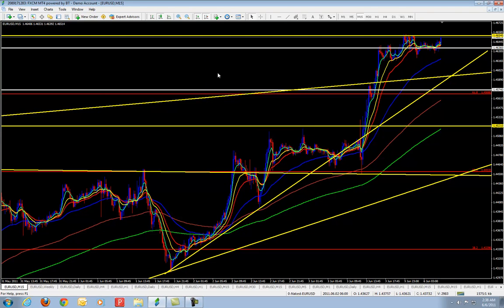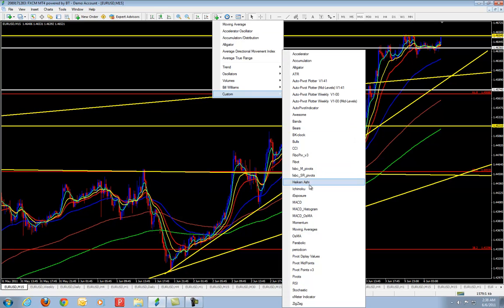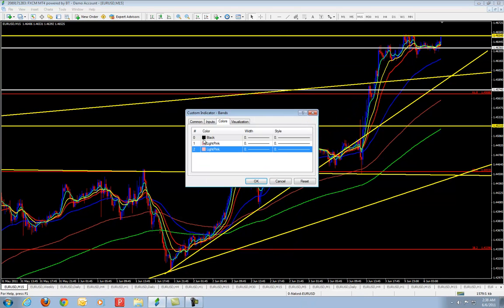I used to use Bollinger Bands, but I really don't anymore. They just cloud up my chart, and they don't really tell me anything that I don't already know. But if I did use bands, they would look like this.